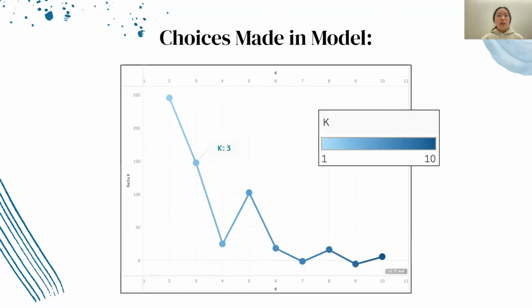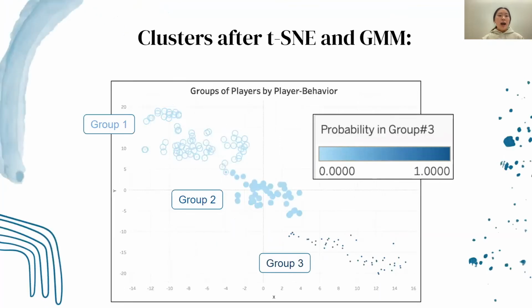This graph displays the amount of variance for each k-value of clusters that we could choose. In order to avoid overfitting or underfitting our data, we use our intuition and select groups for which k equals 3. After performing t-SNE and our classification model with k equals 3 groups, this graph was generated. As you can see, we have found 3 distinct groups.